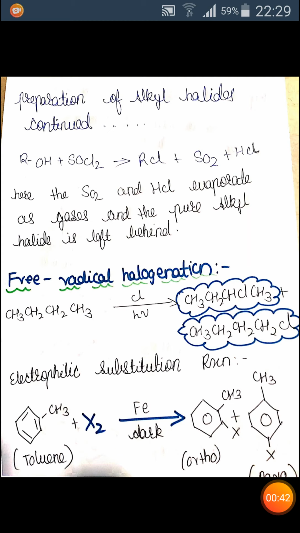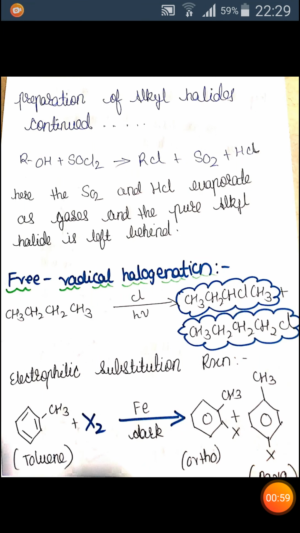We saw in the previous episode about the classification and preparation. This is the last reaction of the preparation of haloalkanes from alcohols in your NCERT textbook. ROH plus SOCl2 gives RCl plus SO2 plus HCl. This is a very important reaction, and we call it Darzens process or Darzens method. Although the name is not given in NCERT, it's not that important.